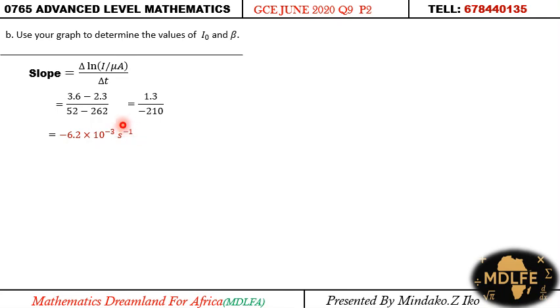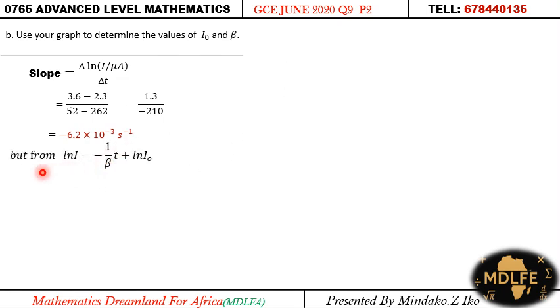Why is it per second actually? So let's come back here. If you are taking the ln of a quantity, the unit disappears. Here we have seconds, so at the end of the day, we are going to have per second, since the time is below the division sign. That is why we have our slope as negative 6.2 times 10 to the minus 3 per second.